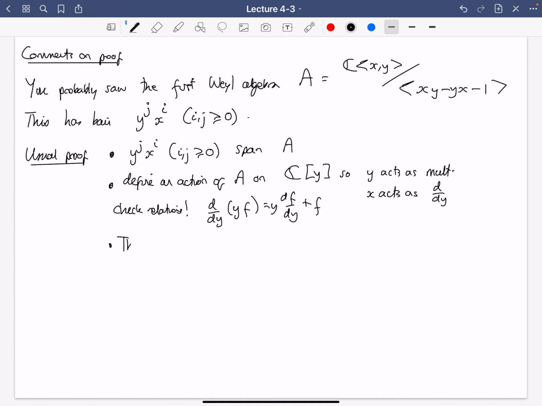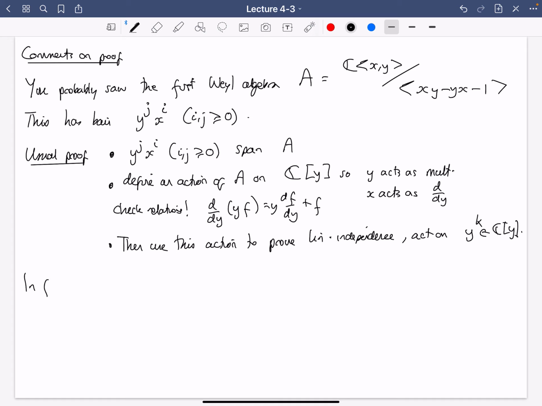And then you use this action to prove the linear independence of our spanning set here. Right? So you just act on some suitably chosen power of y in the polynomial algebra, and since you know that the monomials there are linearly independent, it's then quite easy to finish off the proof of this basis theorem for the first Weyl algebra.